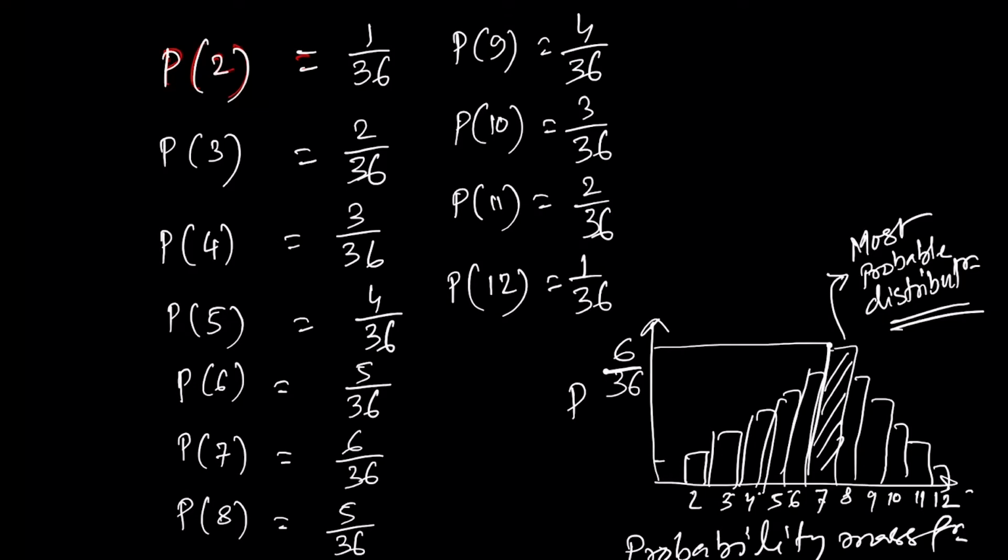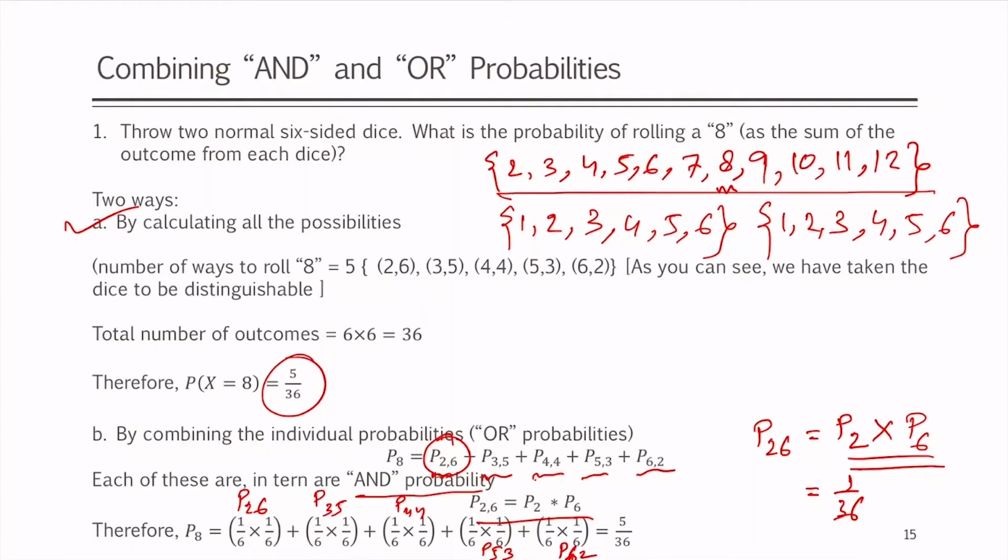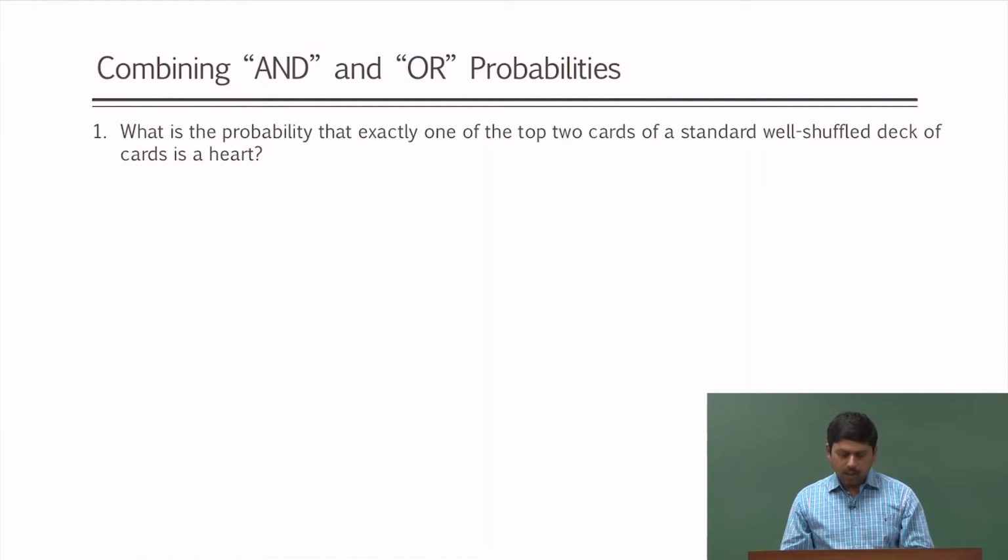So, for all those distributions, getting a 2 has some probability, but getting a 7 is most probable. That is what we got from this particular exercise. Now, let us do one more, using all the probabilities combined.